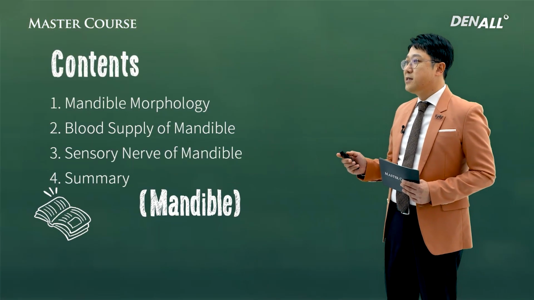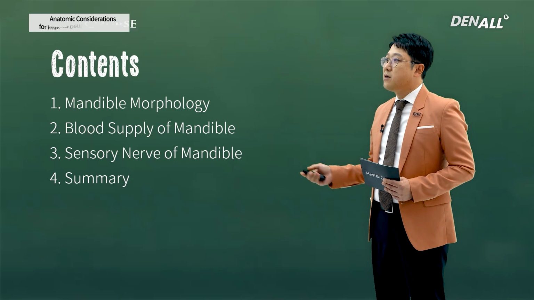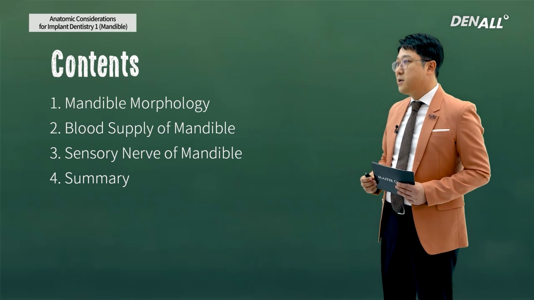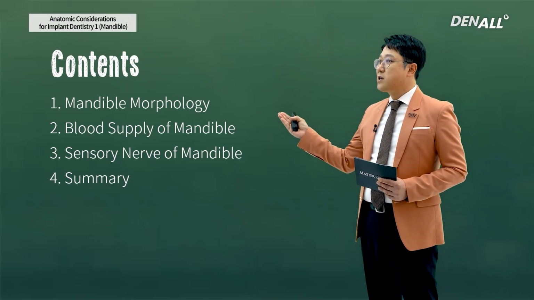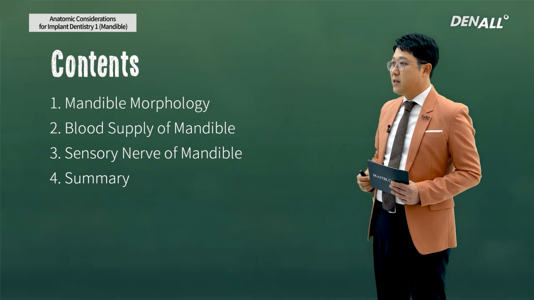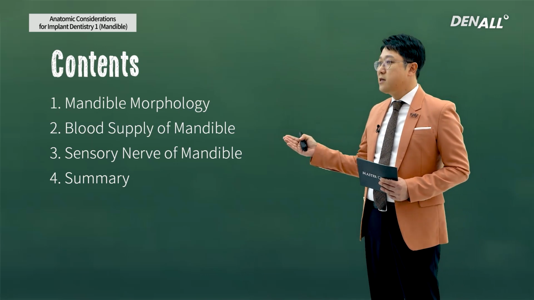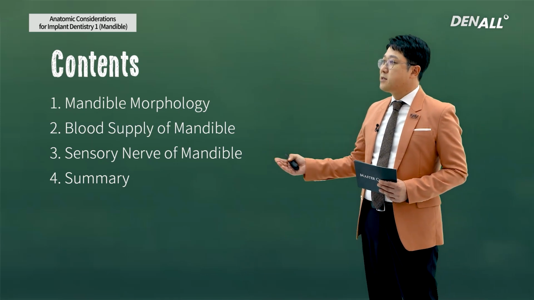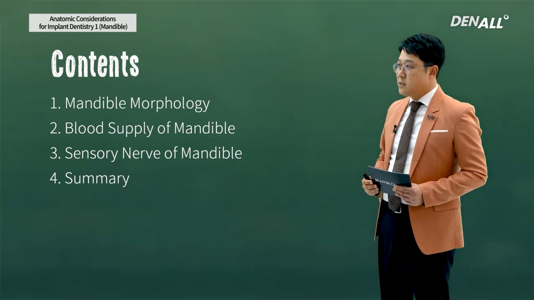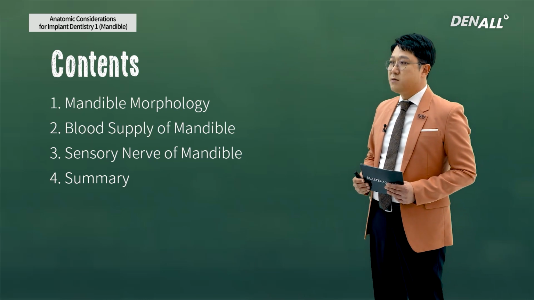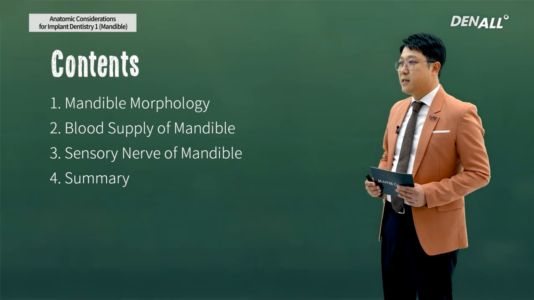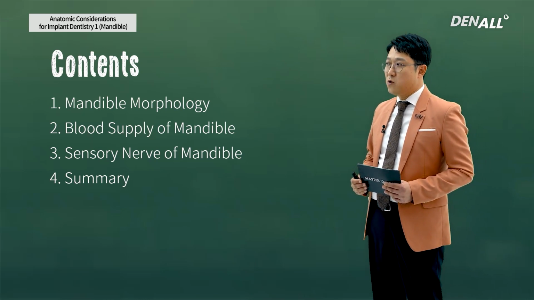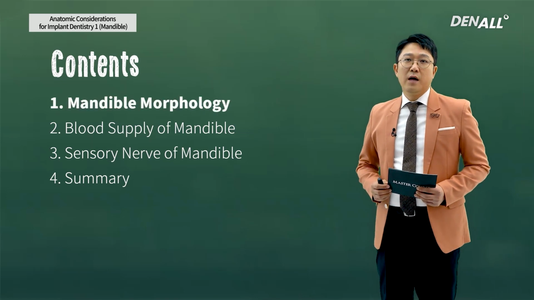Today, we are going to talk about the anatomy of the mandible, primarily three things. First, when we do implant surgery, we need to be careful when it comes to the mandible morphology. Second, blood supply of the mandible. Third, sensory nerve of the mandible. After that, I'm going to summarize briefly what was discussed.